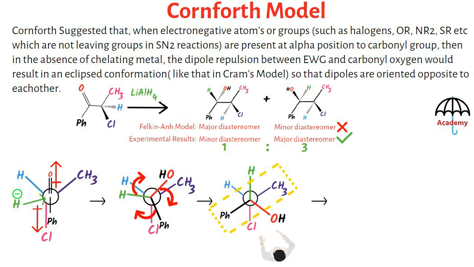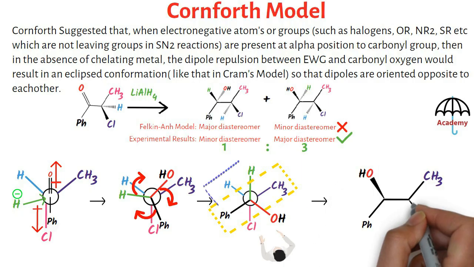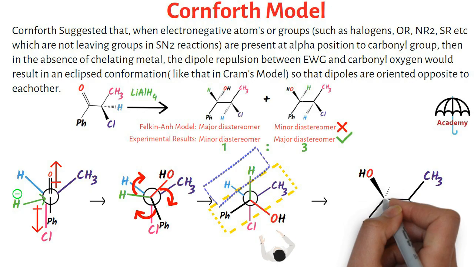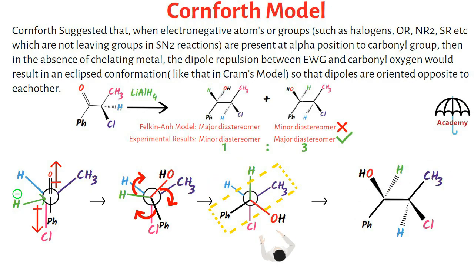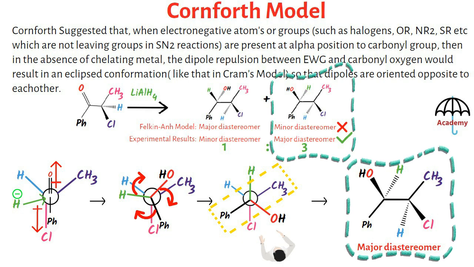The carbon chain is drawn in plane of the paper with phenyl and methyl anti, as they are in staggered conformation. Chlorine is near observer, so it is drawn on wedges. Hydroxyl is also near observer, so it is also drawn on wedges. The two hydrogens are away from the observer and are thus drawn on dashes. As per Cornforth, this is the major diastereomer. Notice that it is exactly as per the experimental results.